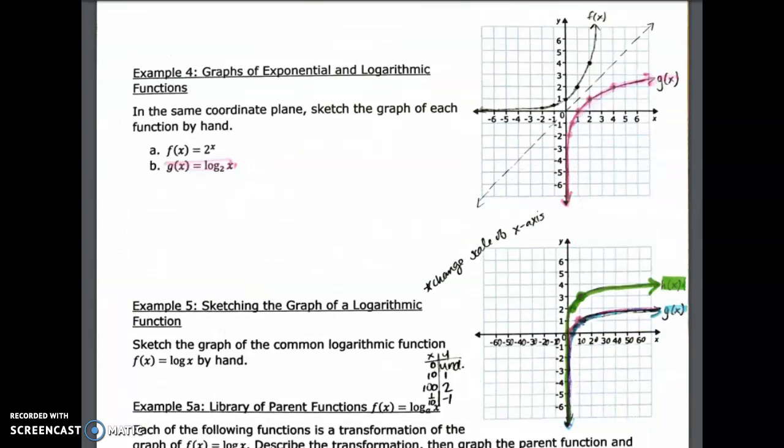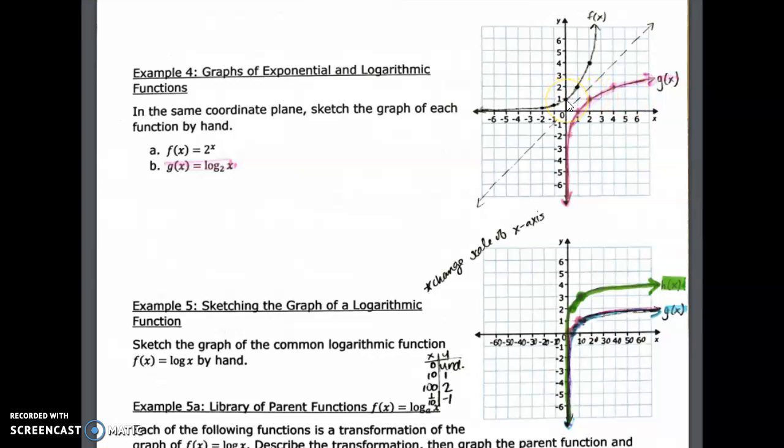So graphically, logarithms are the reflection across the line y equals x of exponential functions with the same base. So if I were to graph log base 2 of x, it would be the reflection across the diagonal line of the exponential function 2 to the x. So this is 2 to the x graphed, and this is the reflection of it, or another way to think about it is we swap all of our x and y values.